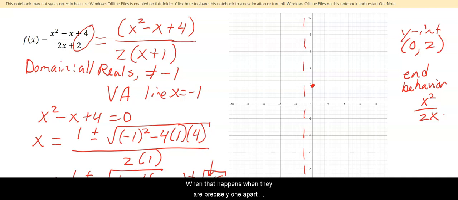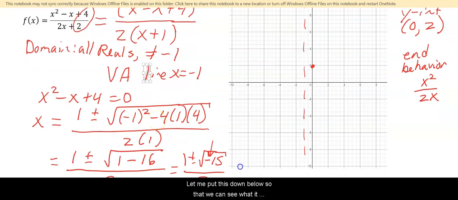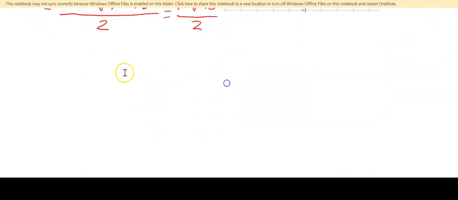When that happens, when they are precisely 1 apart, with the higher one being in the numerator, then the asymptote at the ends is a line. To find the line, we're going to perform long division on the original problem, x squared minus x plus 4 over 2x plus 2. Let me put this down below so that we can see what it would look like.